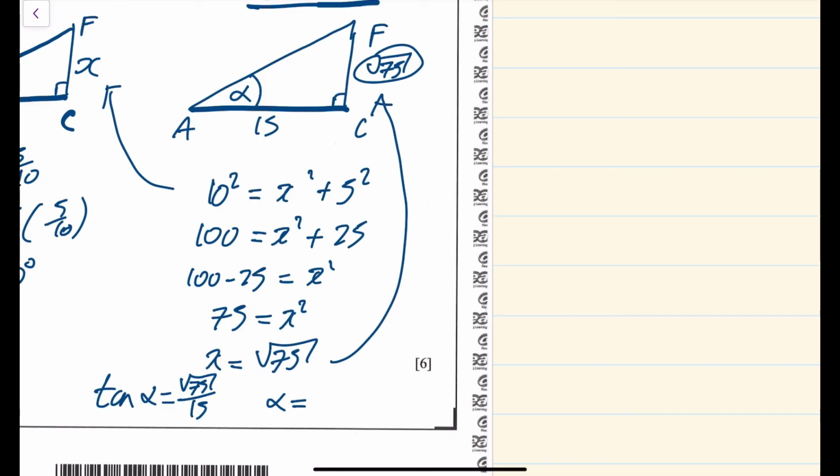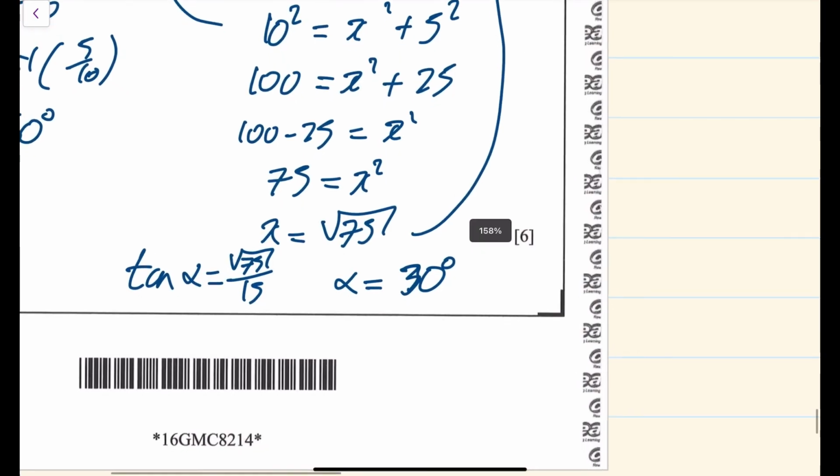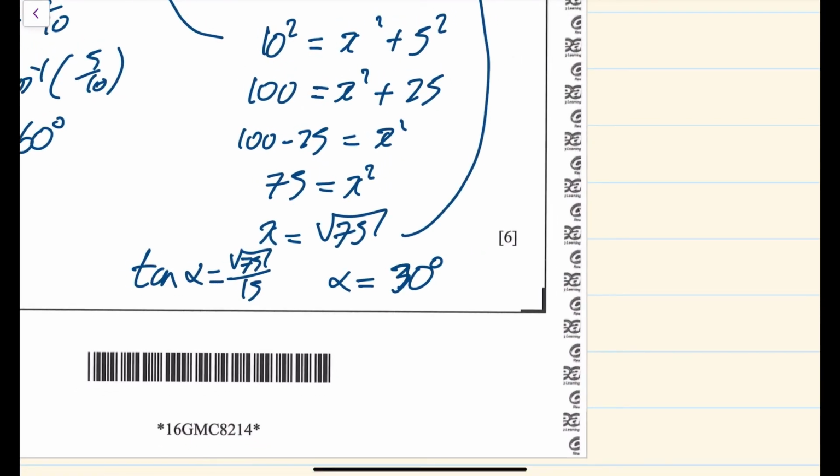Tan to the minus 1 of the top line of my fraction, which was root 75, over the bottom line, which is going to be 15. And that works out to be 30 degrees. Okay, I've used up an awful lot of space there. You would never do this in an exam, but I've just used up too much space to show you this. Just say, therefore, that the angle between this is half the angle. Just say alpha is equal to half of theta.